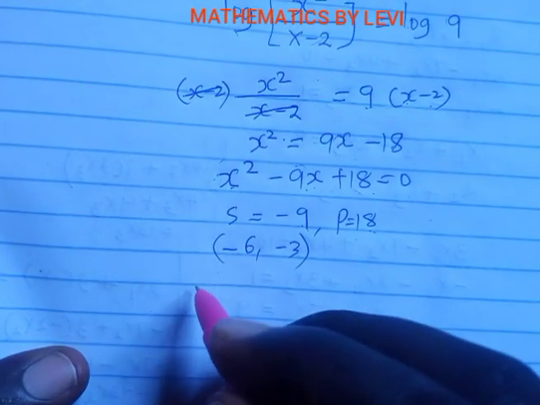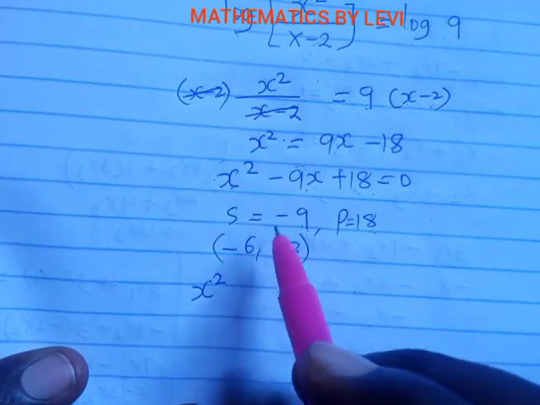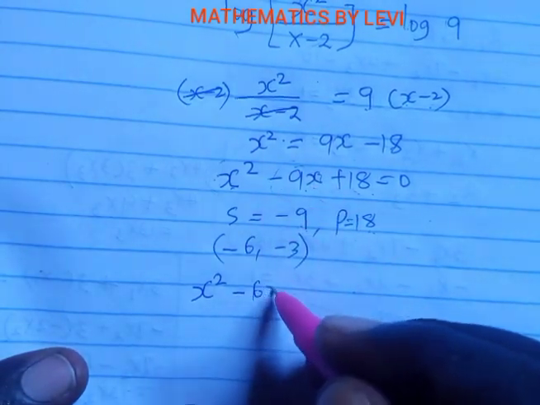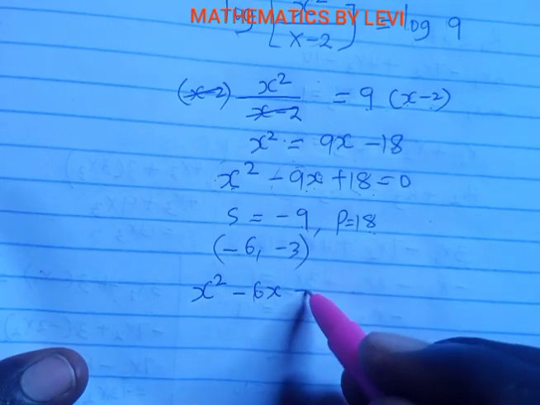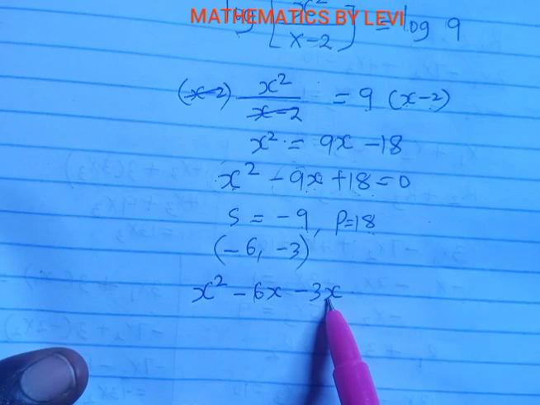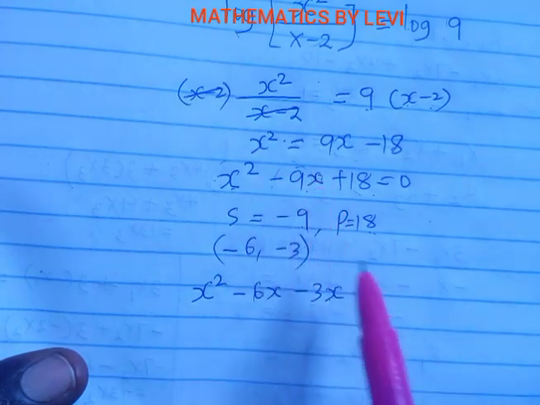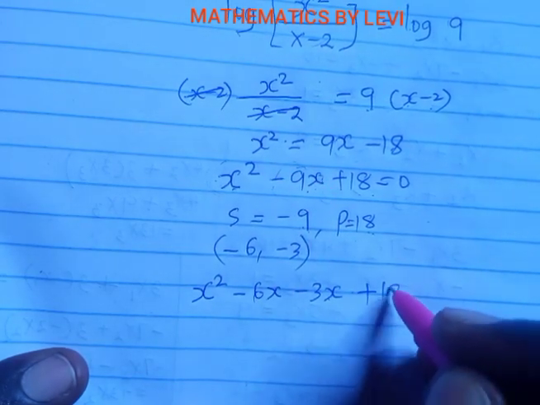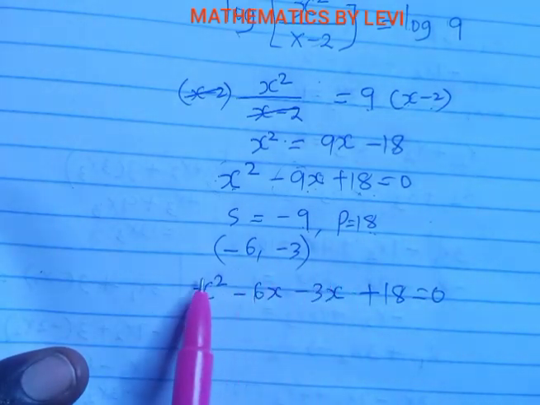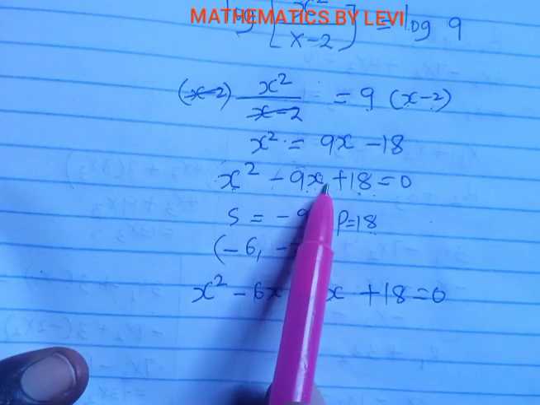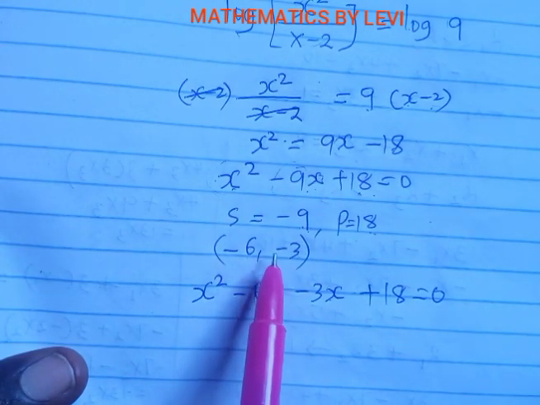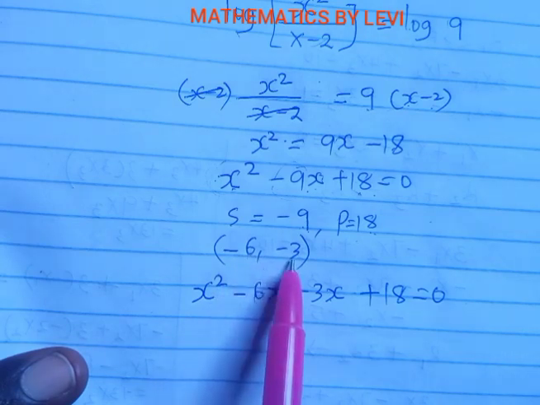And therefore, we shall have x squared. Then we break this one down to be negative 6x, then minus 3x. Negative 6x minus 3x is just the same as negative 9x. Then we add 18, and this equals 0. I have not changed anything. I have only broken down this middle term into negative 3x and negative 6x.